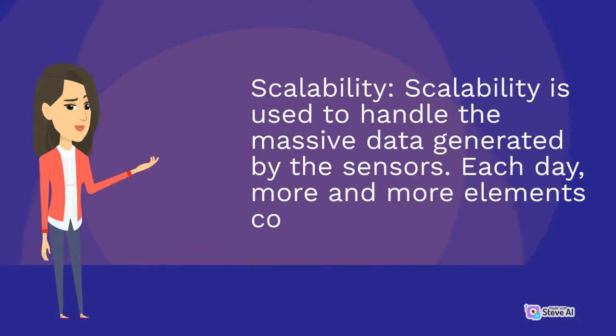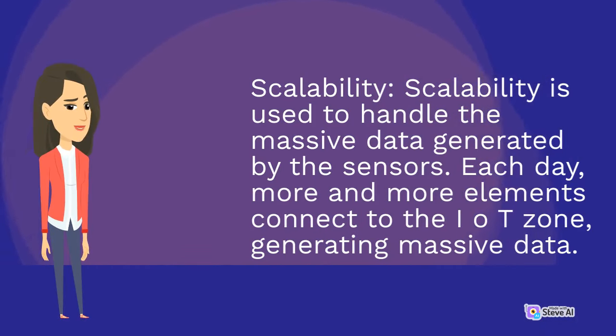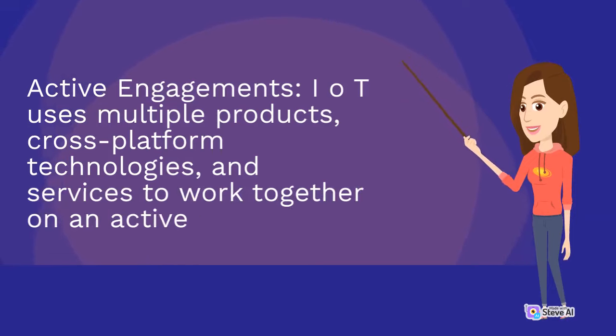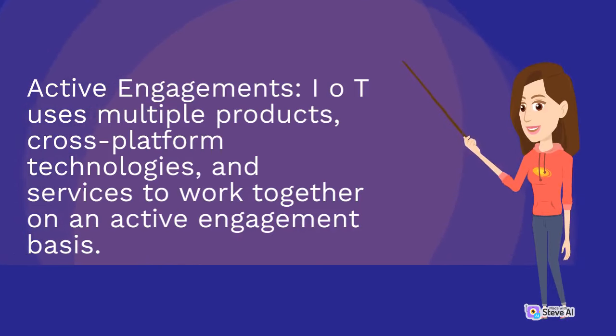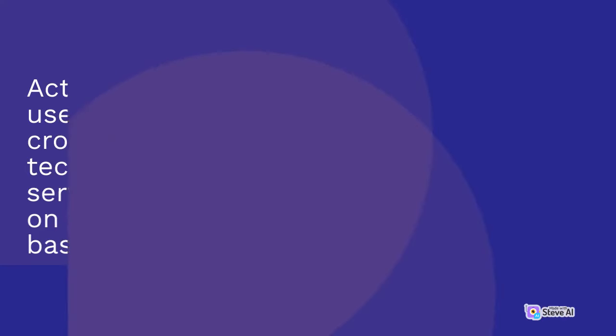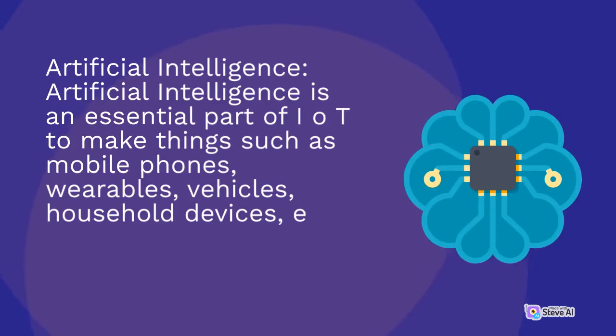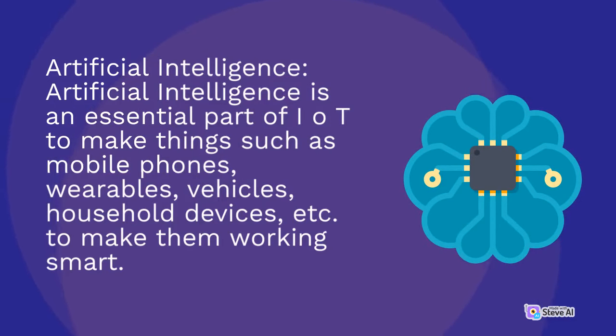Scalability. Scalability is used to handle the massive data generated by the sensors. Each day, more and more elements connect to the IoT zone, generating massive data. Active engagements. IoT uses multiple products, cross-platform technologies, and services to work together on an active engagement basis. Artificial intelligence. Artificial intelligence is an essential part of IoT to make things such as mobile phones, wearables, vehicles, household devices, etc. work smart.